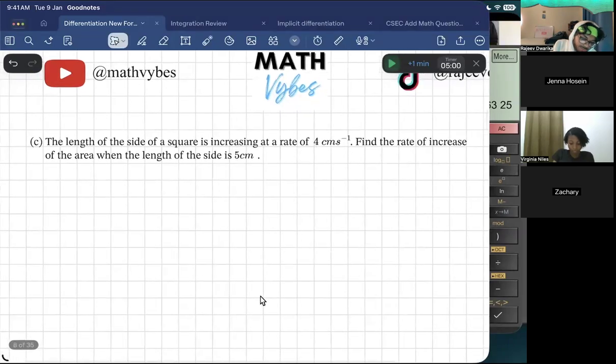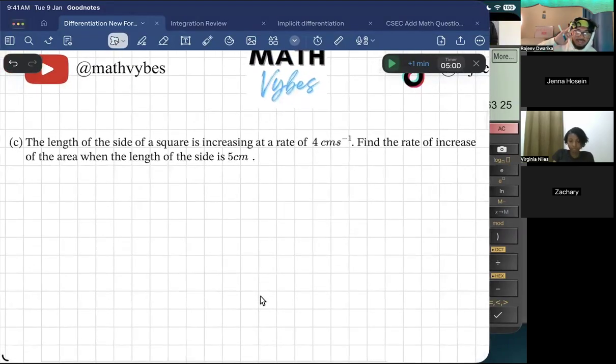Alright, so part C. The length of the side of a square is increasing at a rate of 4 centimeters per second. Find the rate of increase of the area when the length is. Guys, this is not so easy. Alright? Talk to me. We're going on to the next question.